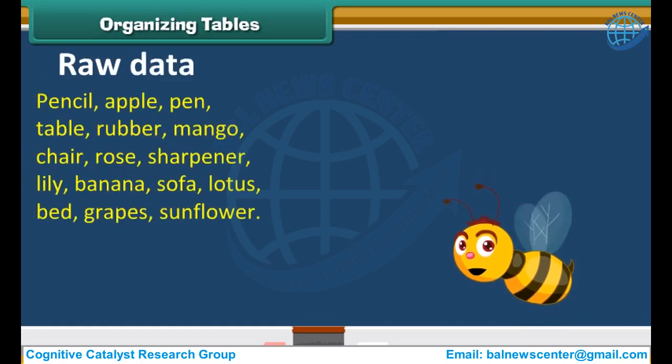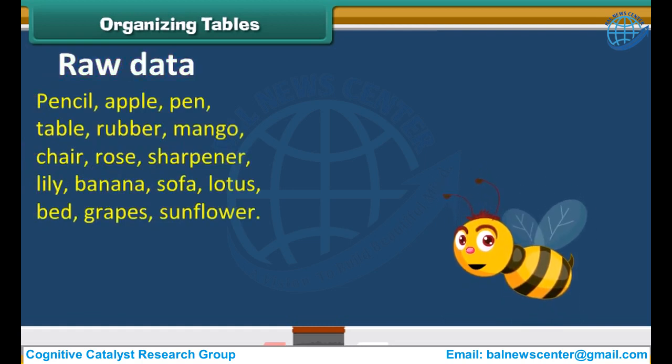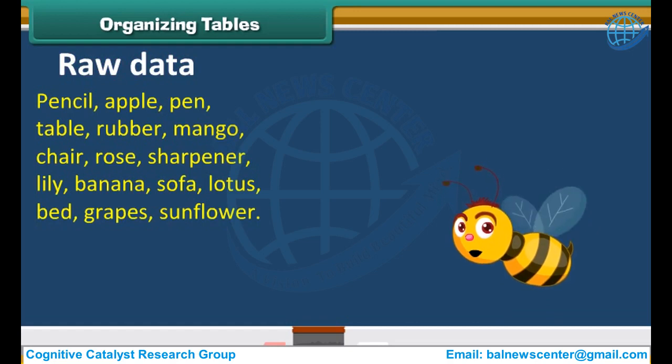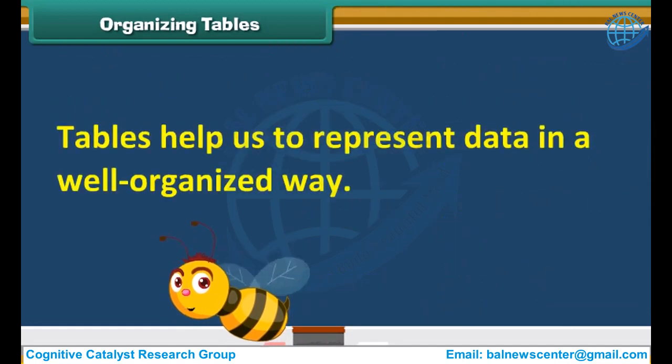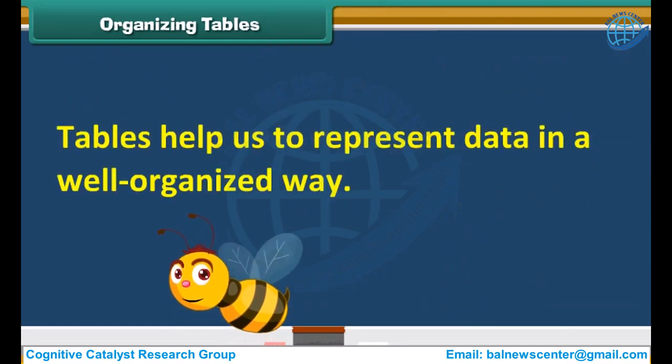Unorganized data is called raw data. The given data represents raw data. We can arrange this data properly by using a table. Tables help us to represent data in a well-organized way.